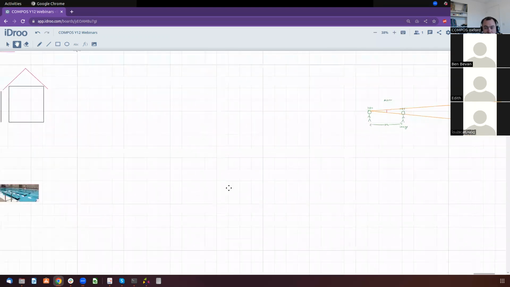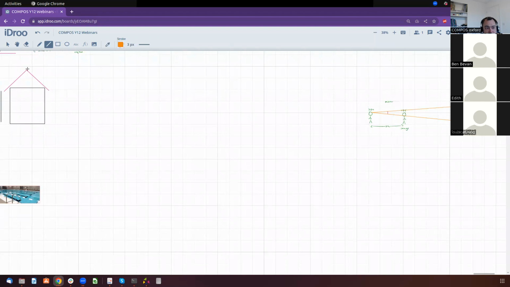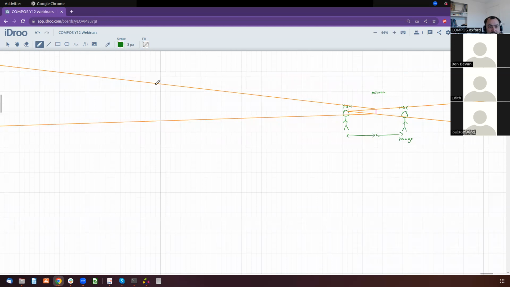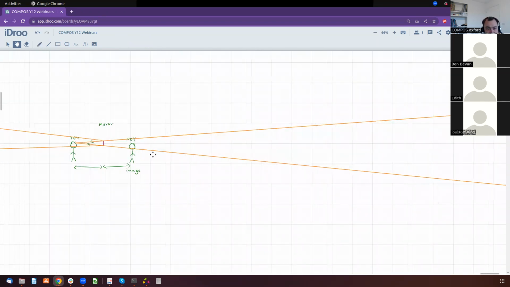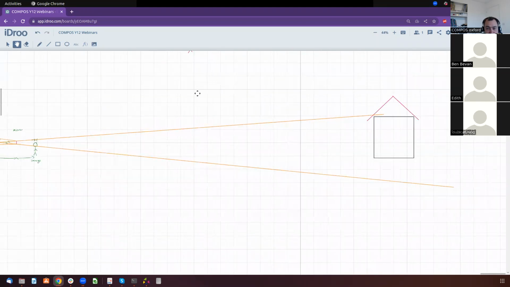So light travels from the house, bounces off the mirror into your eyes. So this is how light travels. Light travels like this, bam, and then bounces into your eyes, bang. But what you see is the image of the house, because the image is so far away.